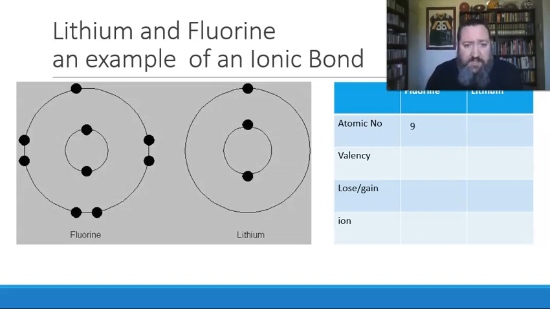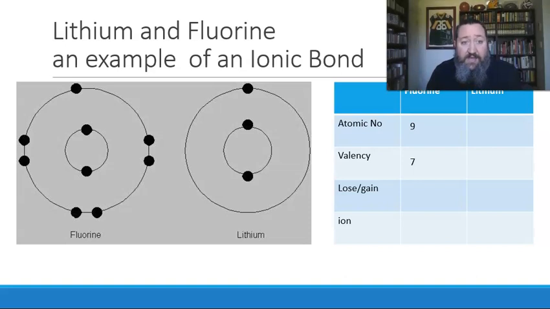Now this term valency, you've probably heard this, but if you haven't, valency just refers to the number of electrons that are in the outside shell. So if we look at fluorine there, we can see there are 2 shells, 2 electrons in the inner shell, and 1, 2, 3, 4, 5, 6, 7 electrons in the outer shell. So that means it's a valency of 7.